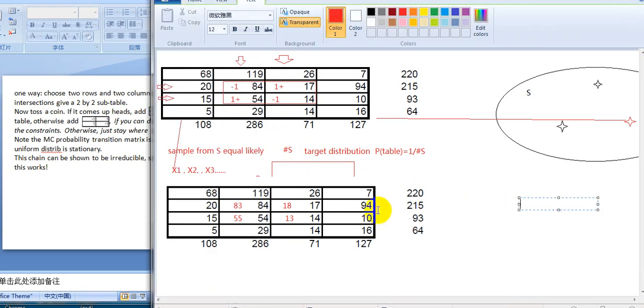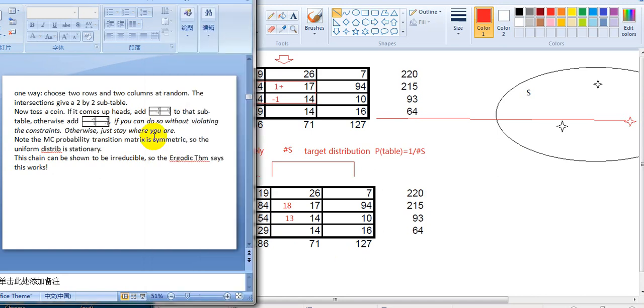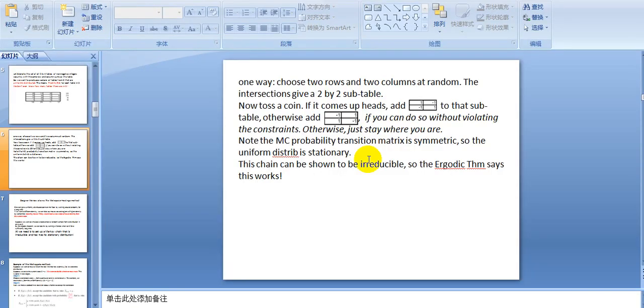So in that way, this table is x1. After you do this operation, this new table is x2, right? This is how we move on according to the Markov chain. If after you do this operation you got some negative numbers, then you just discard this new table, and your x2 will be just the same as x1. So it's clearly a Markov chain, right? Your future only depends on your current table. So this operation gives us a Markov chain.